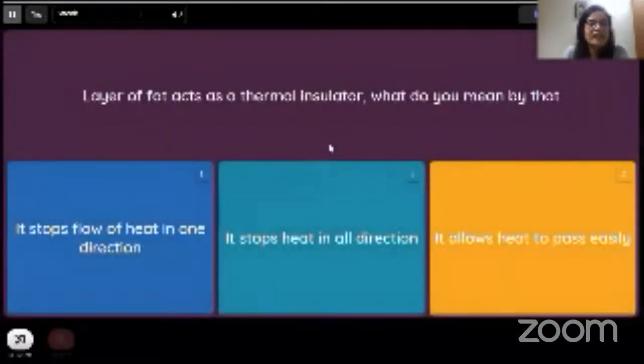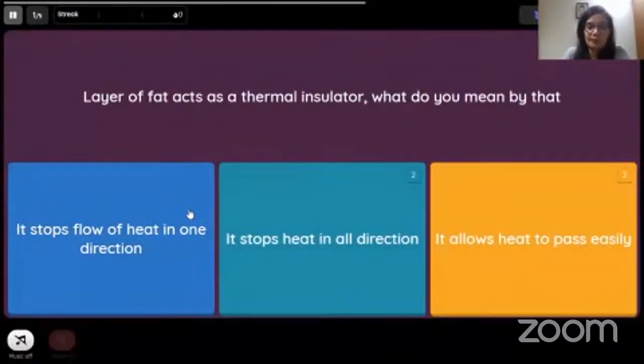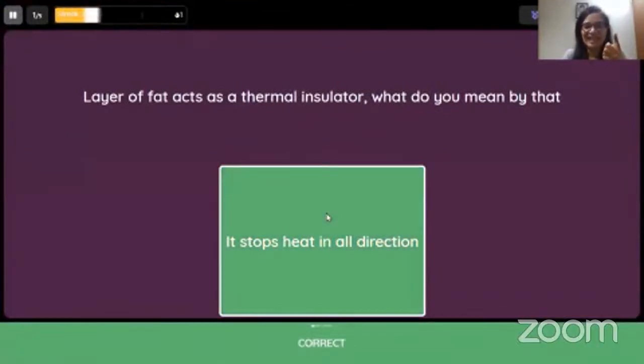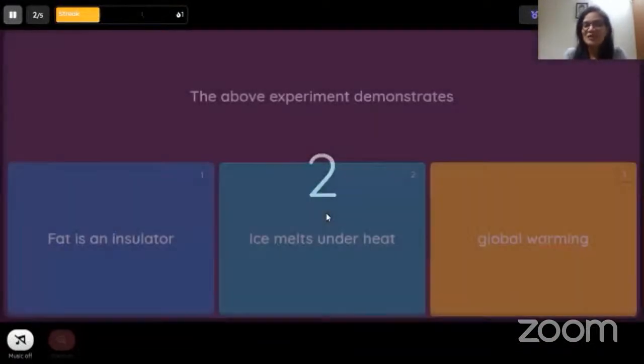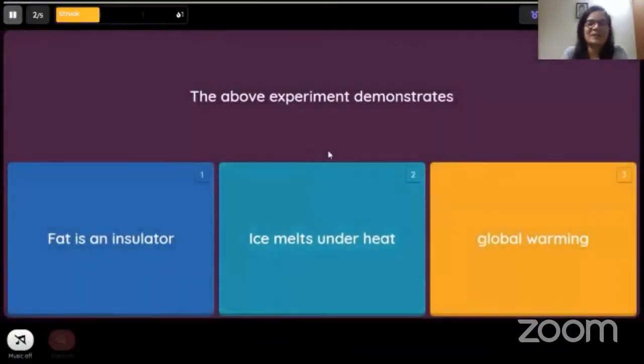Question 1. Layer of fat acts as a thermal insulator. Thermal insulator means blocks the heat. What do you mean by that? It stops flow of heat in one direction. No. Thermal means in all directions. So it stops heat in all directions. It allows heat to pass easily? No, an insulator does not allow heat to pass. So it stops heat in all the directions. Yes? Good job. I had said this. So if you're paying attention to what I'm saying, you would have got this answer.